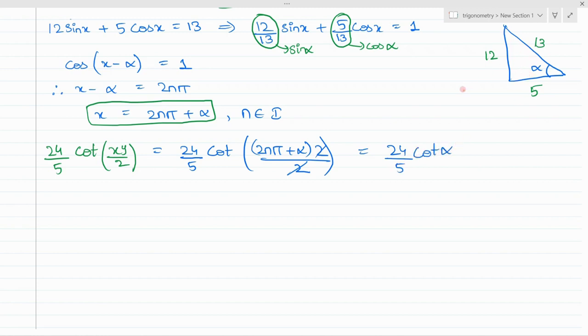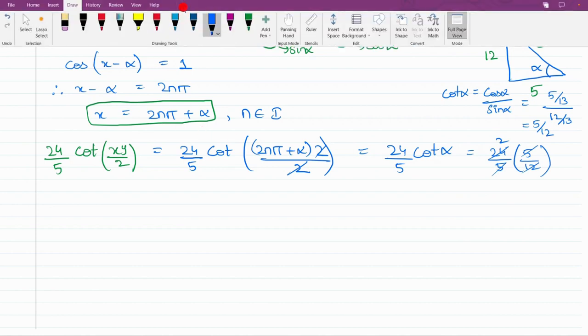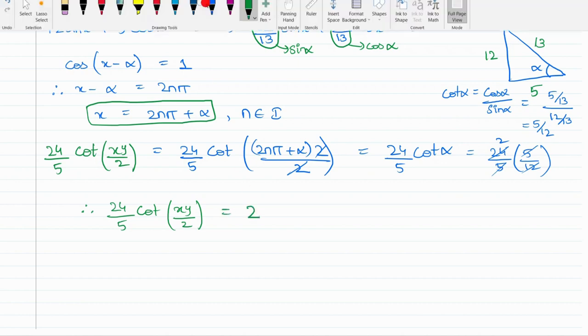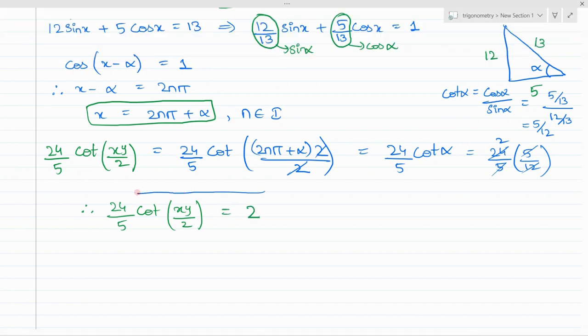From this triangle, find out the cot alpha value. Cot alpha is nothing but cos upon sin. Cos we already got as 5 by 13, sin is 12 by 13, so it will be 5 by 12. So just substitute 24 by 5 into 5 by 12. This gets cancelled, and this is twice of this. Therefore, the value of 24 cot of xy upon 2 is 2. This is the required answer to this question.